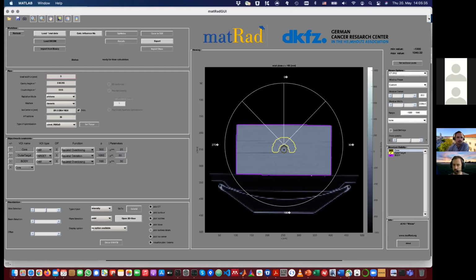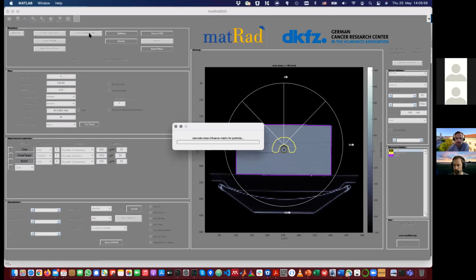And what's also important is for the type of the optimization, we switch it to none, which actually means this will be a physical optimization. But I will go into that now. Also, well, and now once we have that, we can click Calc Influence Matrix. So now matRad computes for every pencil beam from every beam direction the dose deposition for unit fluence.